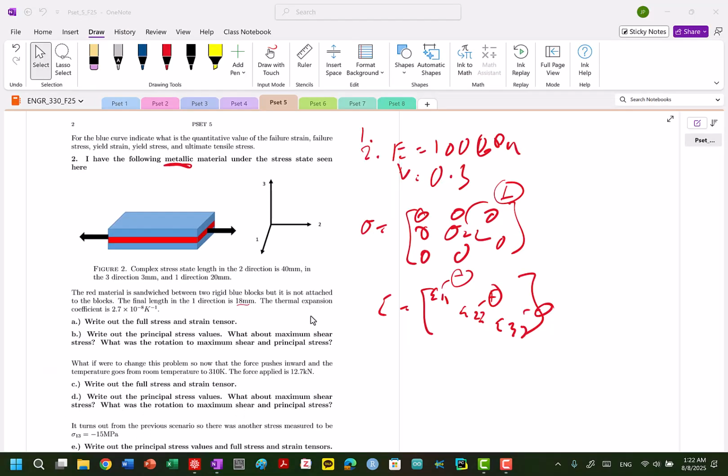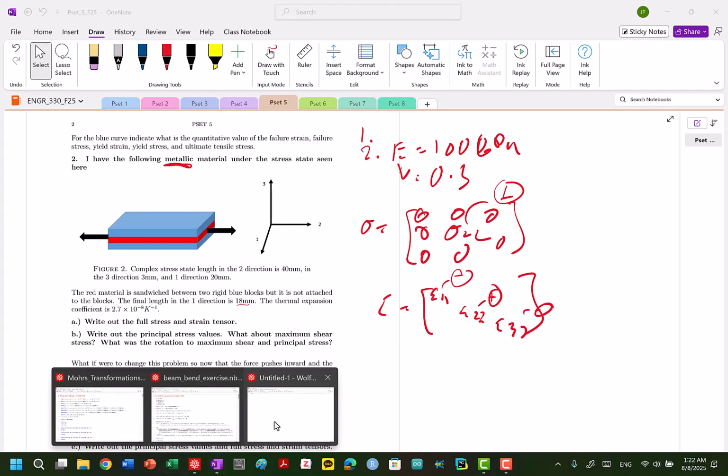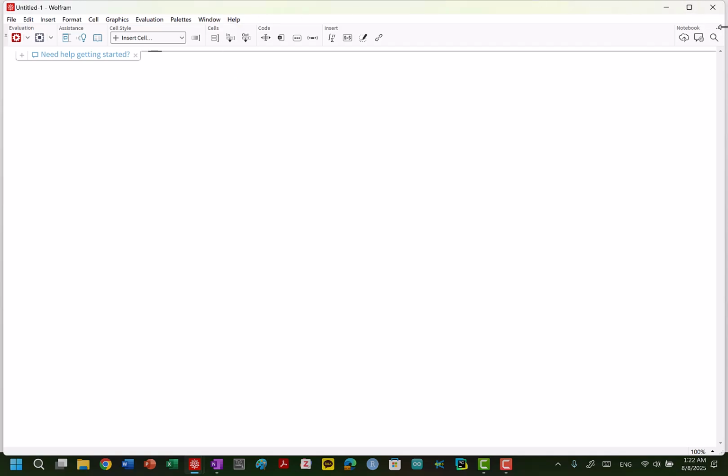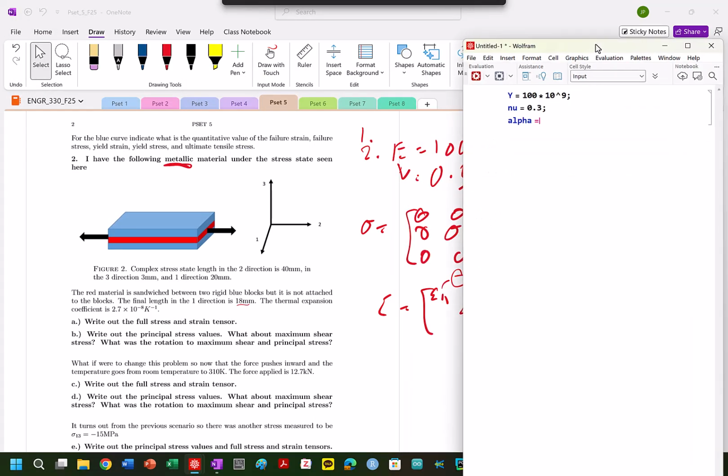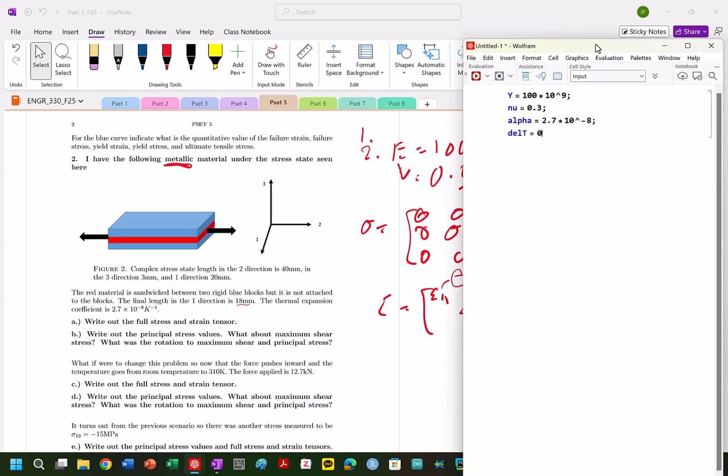So let's go ahead and solve it right here. Our Young's modulus is 100 times 10 to the 9th. Our nu is equal to 0.3. Our alpha, the thermal expansion coefficient, is equal to 2.7 times 10 to the minus 8. Our del T: we're not given any mention of the change in temperature in this problem, so we have to assume 0. So our thermal strain is going to be alpha times del T.